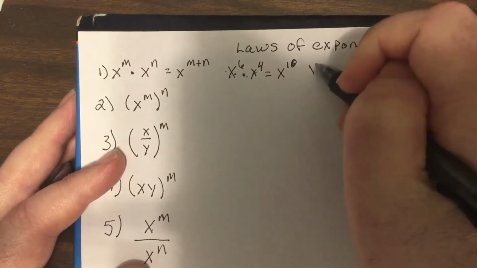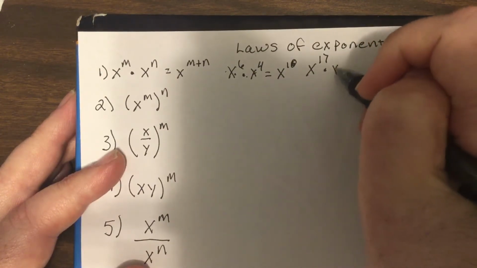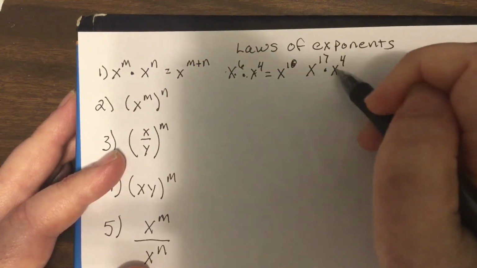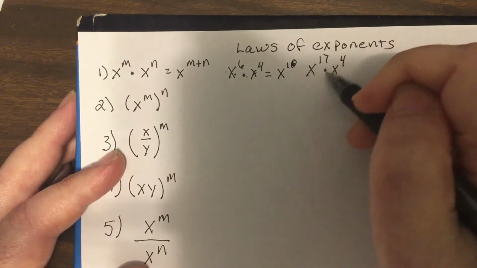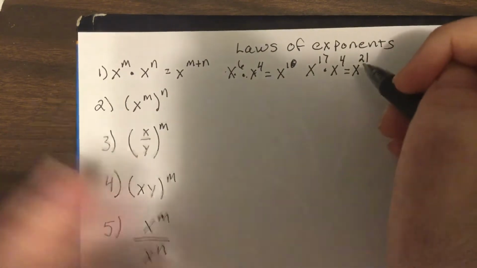So if I have x to the 17th times x to the 4th, that would be 17 of them, 4 more of them, so altogether you have 21 of them.